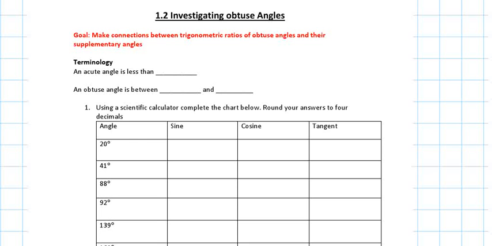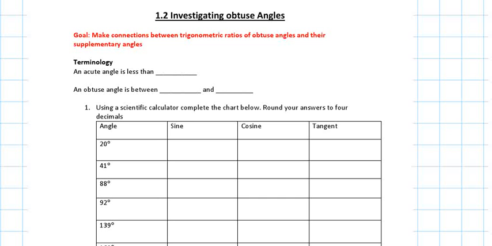Okay, so today we're going to start something that we have not seen in grade 11, or you probably haven't. If you took grade 11, you haven't seen something like this. This is the new stuff that we learn in grade 12. So we're going to make connections between trig ratios of obtuse angles and their supplementary angles.